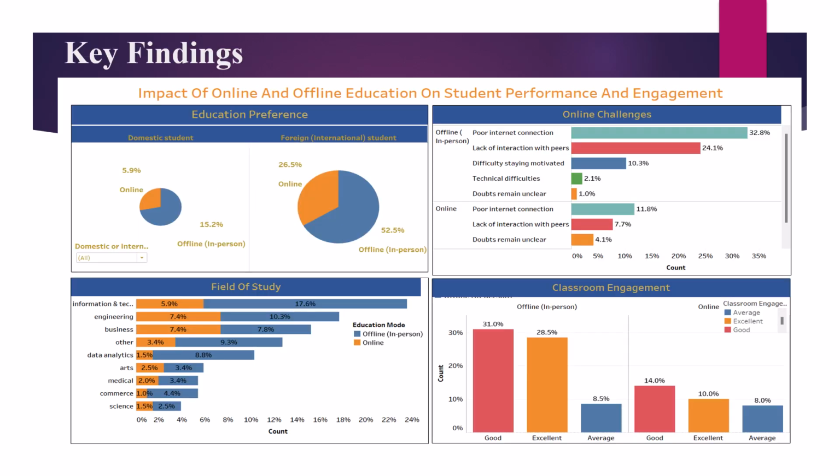So, the key findings. This was our dashboard. As you can see, in the first one, the education preferences, the domestic students and the foreign students all had the same opinion about choosing offline education more compared to online. And in the next one, we can see the online challenges, and poor internet connection and the lack of interaction with peers were amongst the highest.